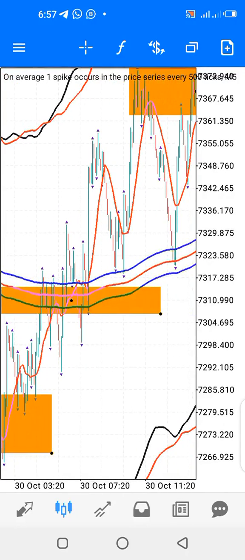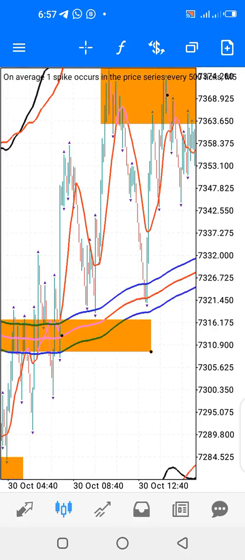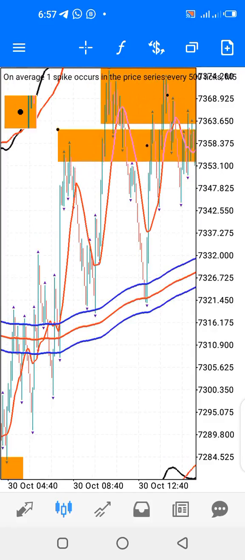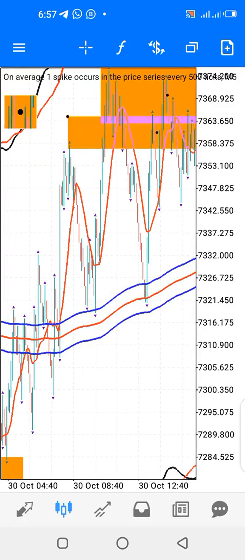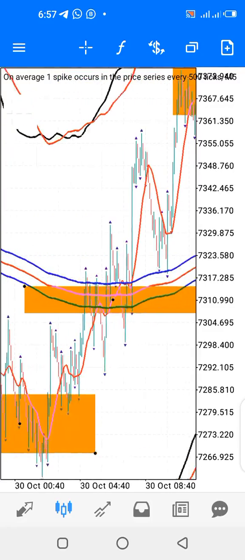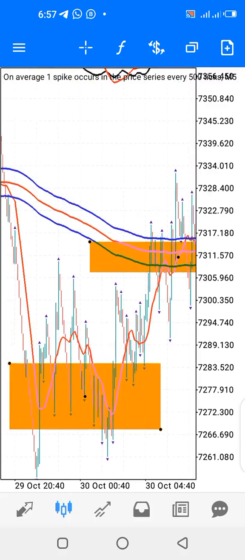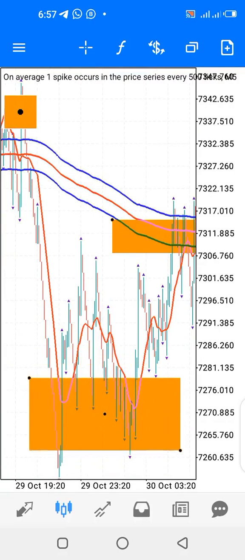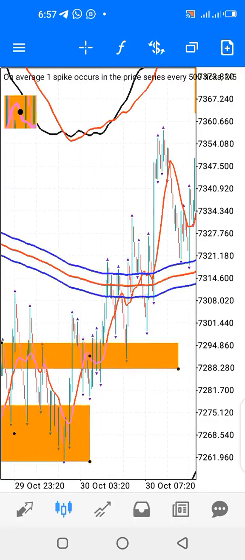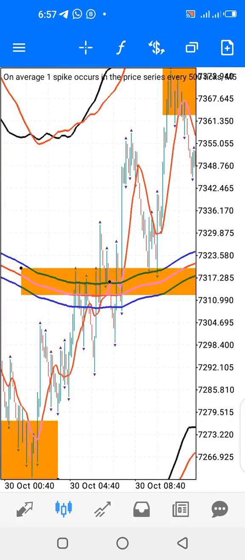Catch your spike for Boom 500, and price of course spiked up. You can see the way it spiked up. At some point it ranges, at some point it retraces, but it keeps spiking. So for those of you that are looking for how to catch spike, for Boom 500, when the price forms support towards the lower band area and starts to spike up, you can catch your spike.